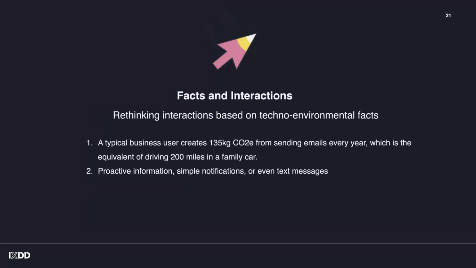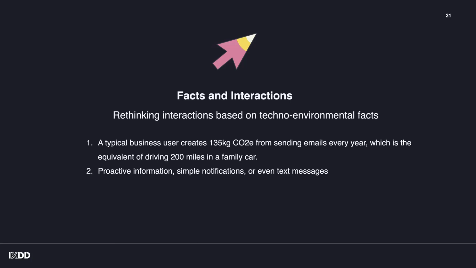So we rethink interactions based on certain techno-environmental facts. So let's say a fact is that a typical business user creates 135 kgs of carbon emissions from sending mails every year, which is equivalent to driving 200 miles in a family car. So again, a pretty significant number. But what if we can work towards something in which we can reduce this exchange of emails? What if we provide proactive information to our users? What if we provide simple notifications or even text messages, so that there is not so much exchange of emails? So again, we'll have to think of what kind of interactions are correct in what situation.